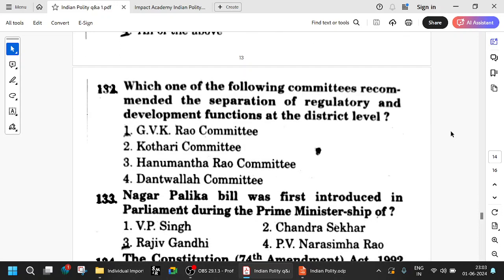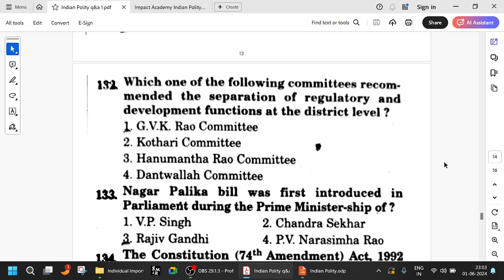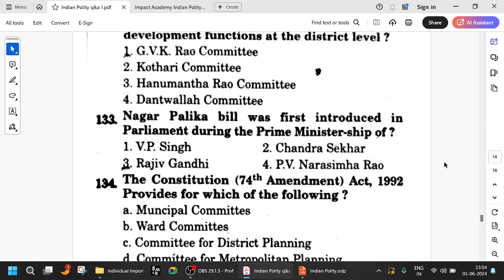So which of the following committee? So we've seen GVK Rao Committee, all these things regarding Panchayat Raj system, right? Okay, so among that, the GVK Rao Committee suggested separation of regulatory and development functions at the district level. That means at the Zilla Parishad level, there has to be a difference between the regulatory and development functions. Nagar Palika bill was first introduced in the parliament during the prime ministership of Rajiv Gandhi. Okay, during the prime ministership of Rajiv Gandhi, this Nagar Palika bill was first introduced.